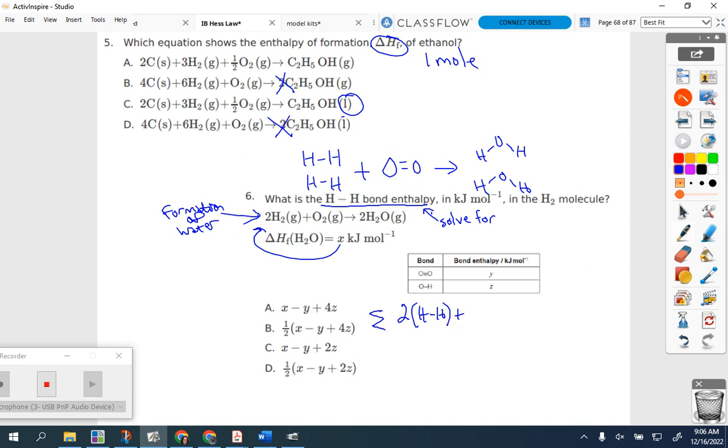I'm actually going to get rid of that sigma because it makes more sense to just write a bracket there. So 2 HH bonds plus 1 O2 bond, which is Y, minus the sum of the bonds formed, which we have the same bond, but we have 4 of them across our 2 water molecules, so that's going to be 4Z. That's our equation, and that is equal to X. X is the enthalpy of the reaction.